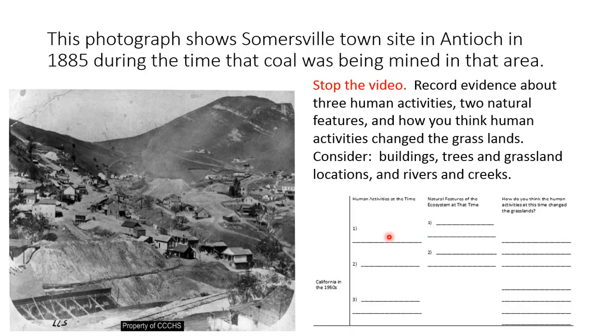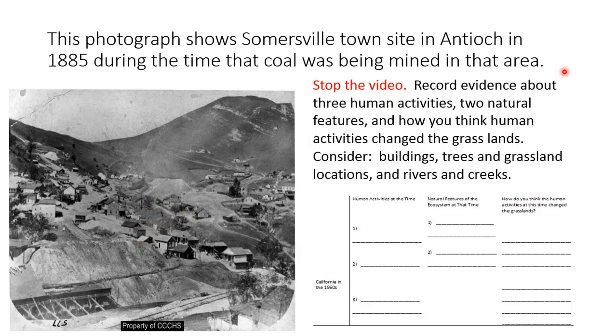Now we get into the photographic evidence. This photograph shows Summersville town site in Antioch in the 1885s, and coal mining started there around 1860, and it went all the way to about 1950. It stopped being a coal mine though, it became a sand mine, but mining was done in the area all the way up until 1955 or so.